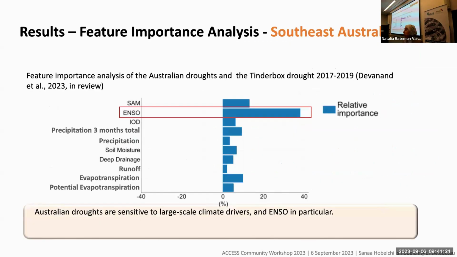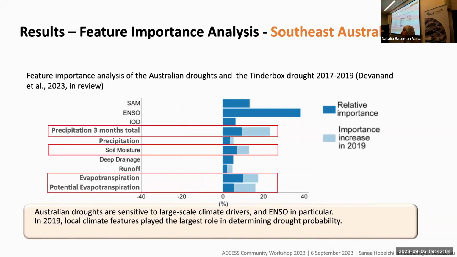We also used feature importance analysis to understand or to find the key drivers of drought for Australia, and also in particular during the tinderbox drought. So in general, we found that Australian droughts are sensitive to large-scale climate drivers, especially ENSO. So here in this graph, we see all the climate predictors that we used to build the model. And on the x-axis, we see the relative importance of each of these predictors. And we can see that ENSO has the highest variable importance, which suggests that it's the most important driver of drought in Australia.